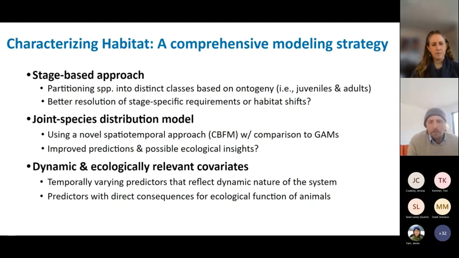And one other important factor was we really tried to choose covariates that were dynamic, that reflect the very dynamic nature of this environment, and also predictors that can really be linked ecologically to animal function. I'll touch on that a little bit more later too. Next slide, please.